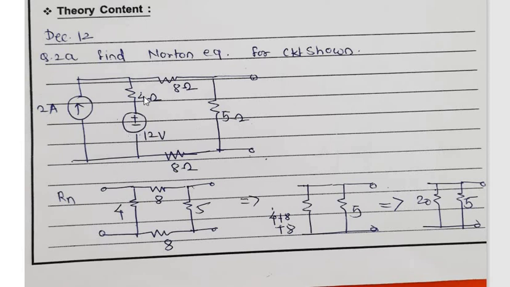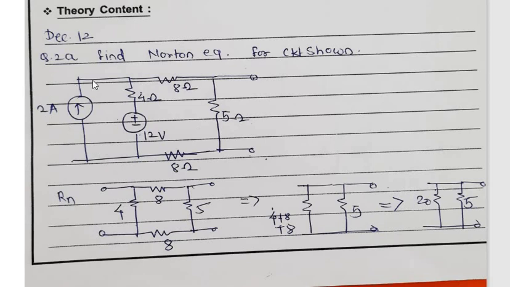Now let us discuss one example of Norton's theorem. The problem statement is to find the Norton equivalent circuit. In the simple circuit shown, one current source and one voltage source are there. Looking into the circuit from this open end, we are supposed to find Norton's equivalent across this terminal. We want to apply Norton's theorem.